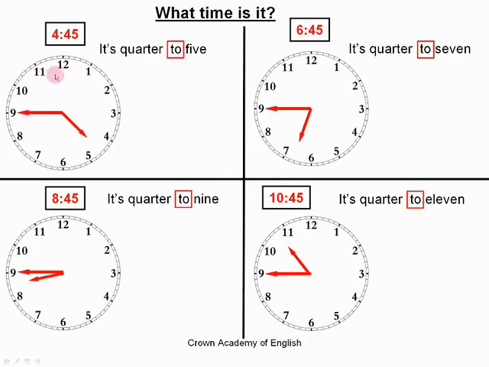15 minutes before 5 o'clock. Okay, so we always use the word to for this part of the clock. And since it is 45 minutes after the hour, or 15 minutes before the hour, then we say quarter.